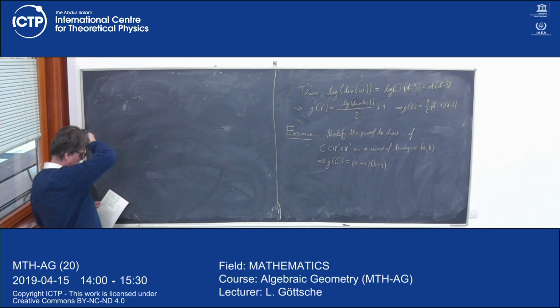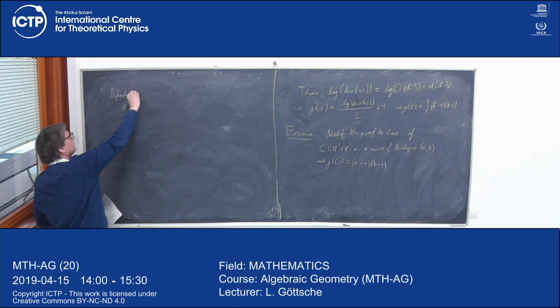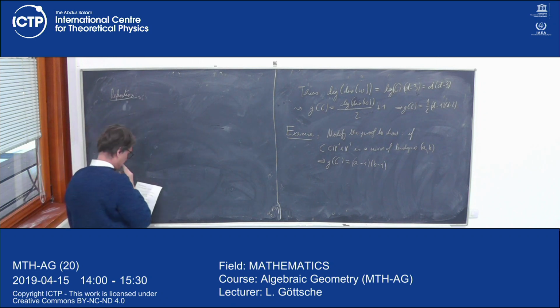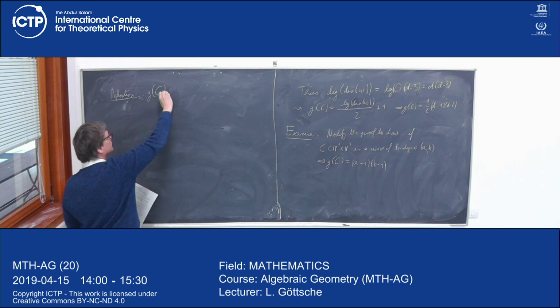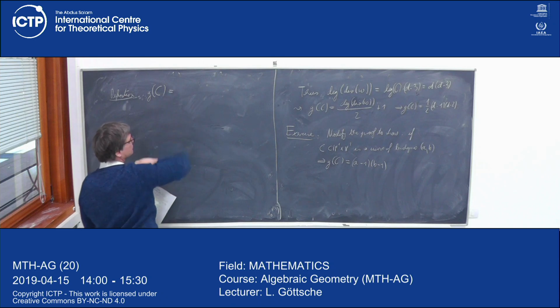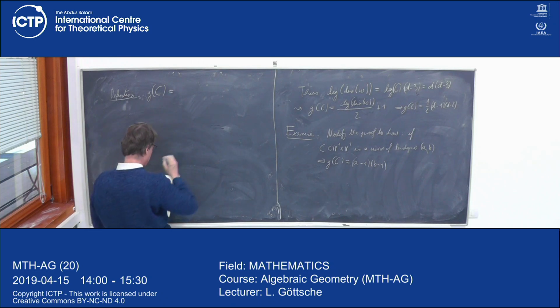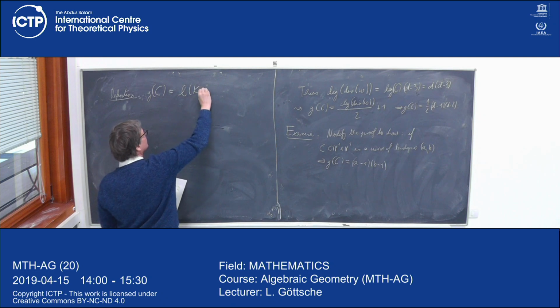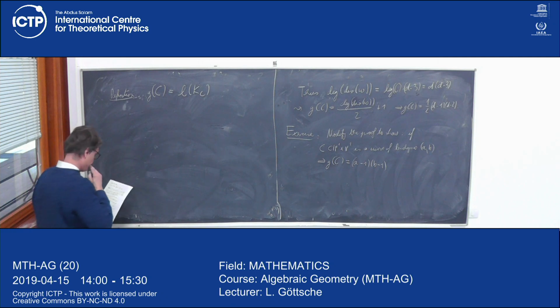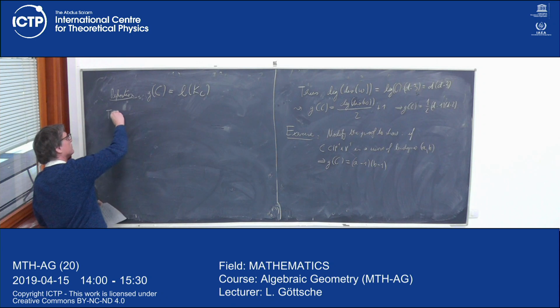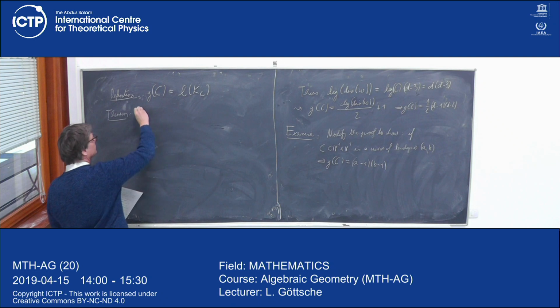So for one thing, I can start by immediately changing my definition of the genus. I say the genus of the curve C is supposed to be, as another definition, the dimension of L of the canonical divisor. Then obviously we'll have to see that it's the same definition as before. We'll see in a moment. So then one has this theorem, which is the Riemann-Roch theorem.